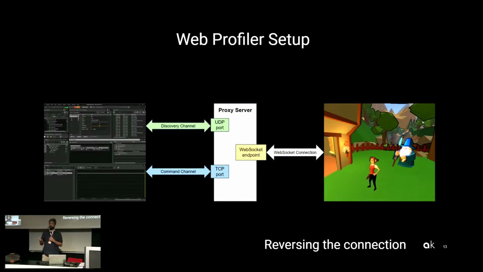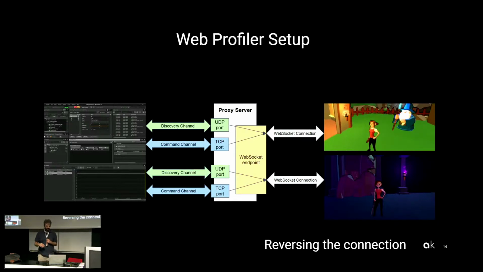What's nice about this solution is that we didn't have to do anything to change the networking on the authoring side. The authoring side basically just sees the proxy server as the game, and that's it. Another nice thing is that if there are multiple instances of the game running, each one is going to have a separate WebSocket connection to the server, obviously. And the proxy server is going to manage the ports individually for each client connection.